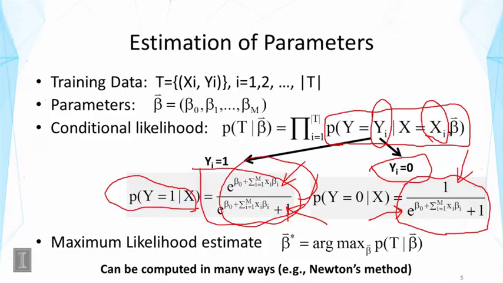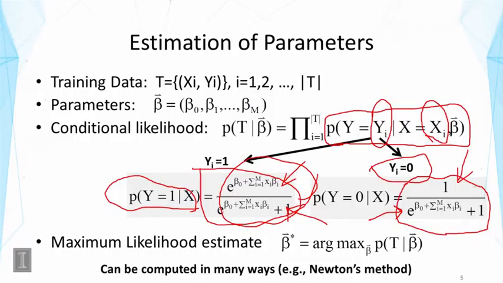So as in other cases, when we compute the maximum likelihood estimator, basically that's to find a set of beta values that would maximize this conditional likelihood. And this again gives us a standard optimization problem. In this case, it can be solved in many ways. Newton's method is a popular way to solve this problem. There are other methods as well. But in the end, we're going to get a set of beta values.